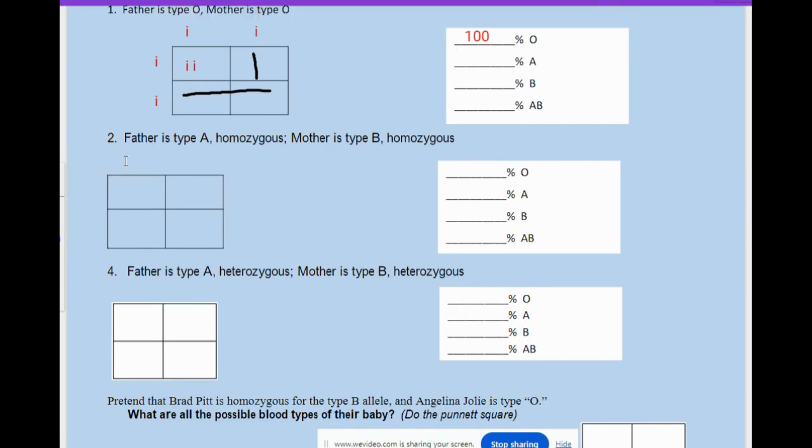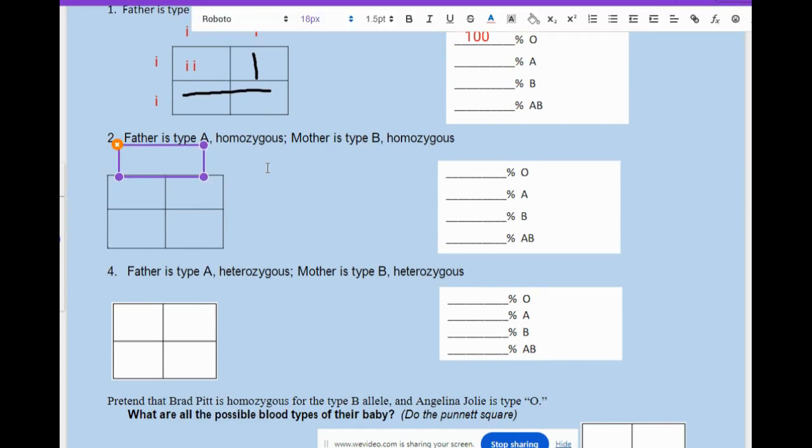All right. So here we go. What's his genotype? The father, he's got an A allele, big I^A. He's homozygous, so it's the same. He's going to have another big I^A. Mom over here is homozygous type B. So she's going to have a B allele, big I^B, and another B allele, big I^B.